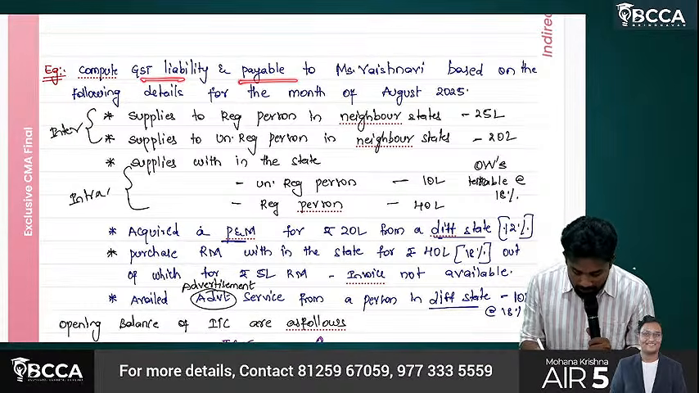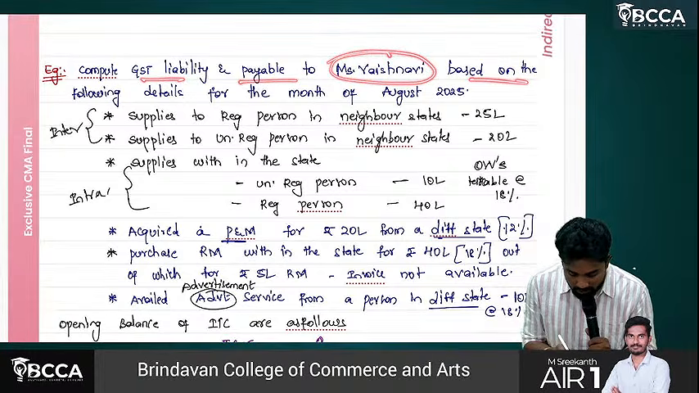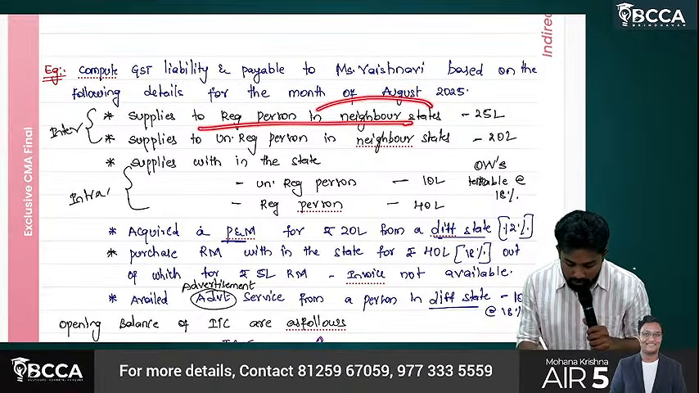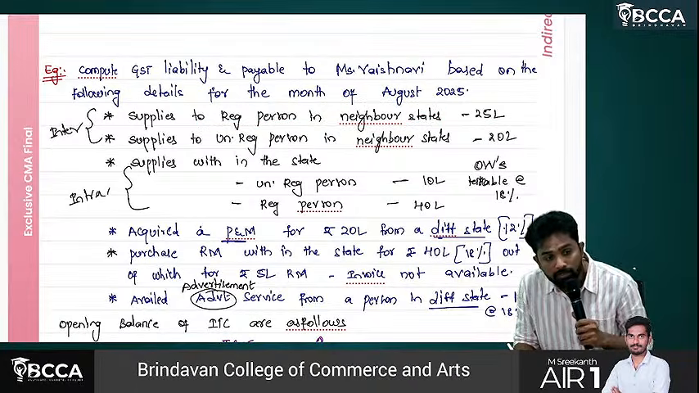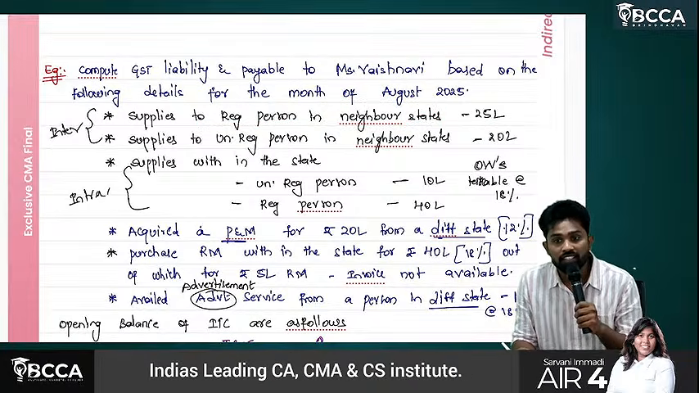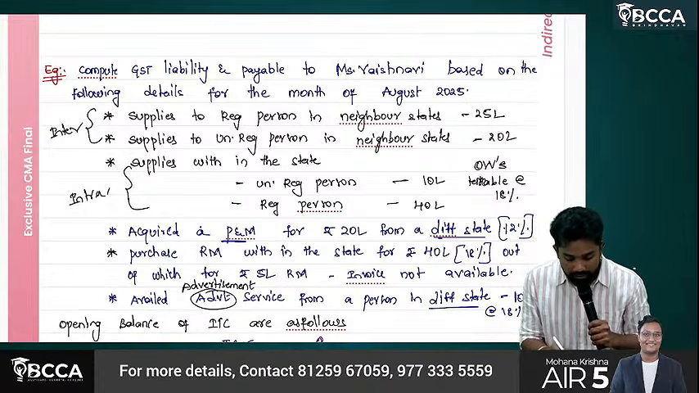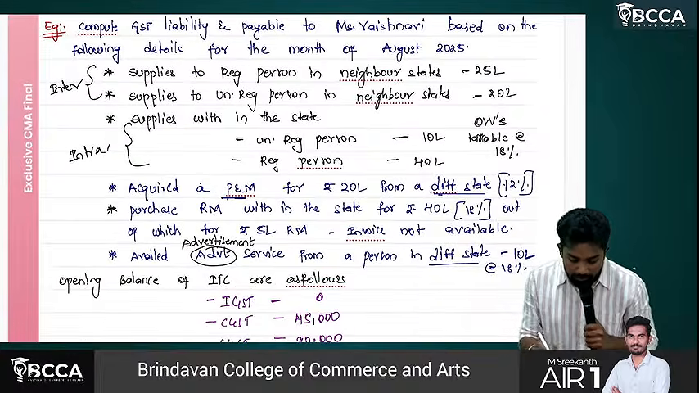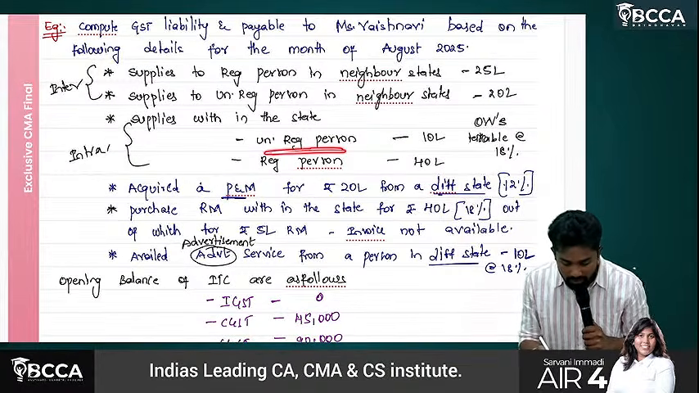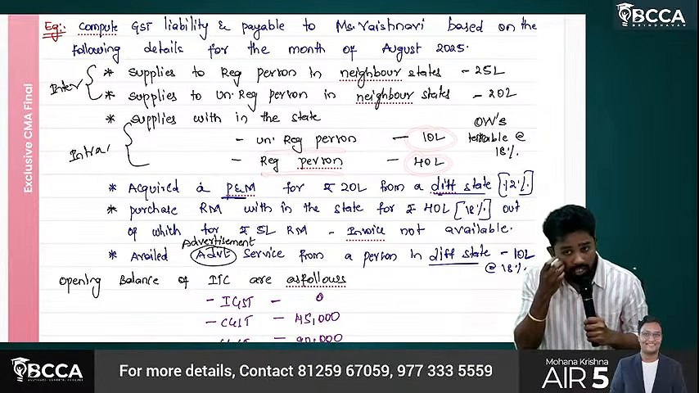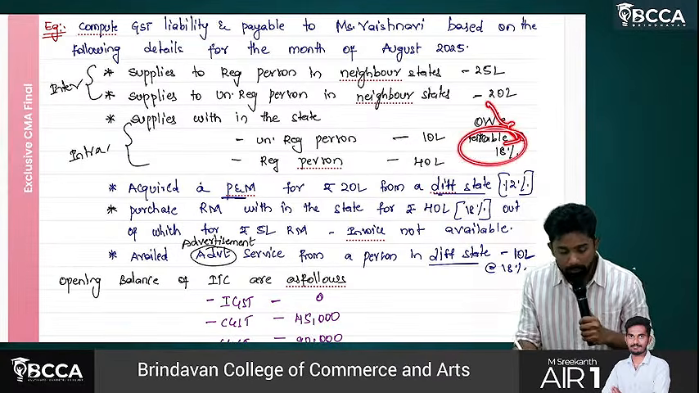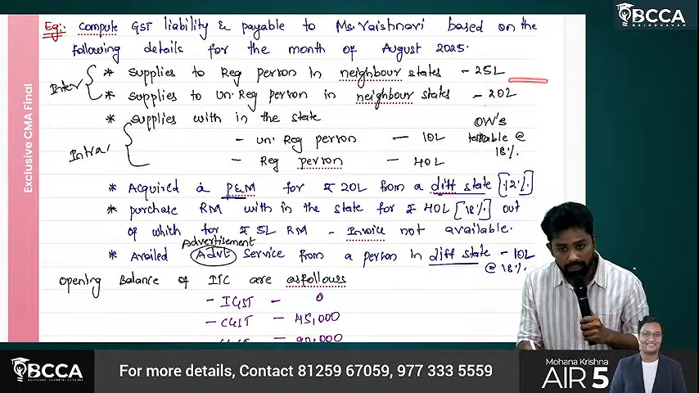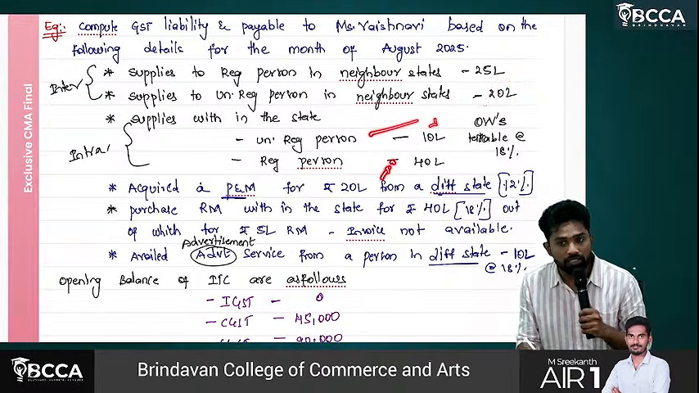Compute GST liability and payable to Vaishnavi based on the following details for the month of August. Supplies to registered persons in neighbor states. Sir, when they are supplying to neighbor states, intrastate or interstate? Interstate, 25 lakhs. And again, supplies to unregistered person in neighbor states, that also interstate, 20 lakhs. Supplies within the state, intrastate, unregistered person, registered person, 10 lakhs to 40 lakhs. What is the tax rate, sir, here? 18%. So on interstate, which tax? IGST will be there, 18%. On intrastate, CGST, SGST, 9%, 9%.